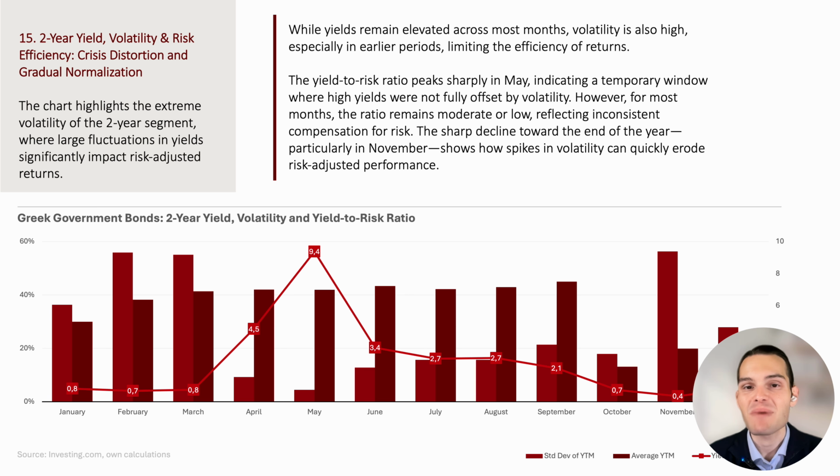Volatility plays a much larger role in the 2-year maturity segment. Although yields remained elevated across many months, volatility was also significantly higher, reducing the consistency of risk-adjusted performance. The yield-to-risk ratio fluctuated sharply throughout the year, notably during periods of market stress, highlighting the sensitivity of medium-term bonds to changes in sovereign risk.